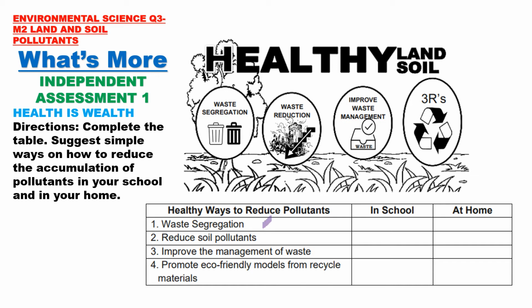Number 1, waste segregation. 2, reduce soil pollutants. 3, improve management of waste and promote eco-friendly models from recycled materials. So, you are going to suggest ways on how to reduce pollutants in school and at home.